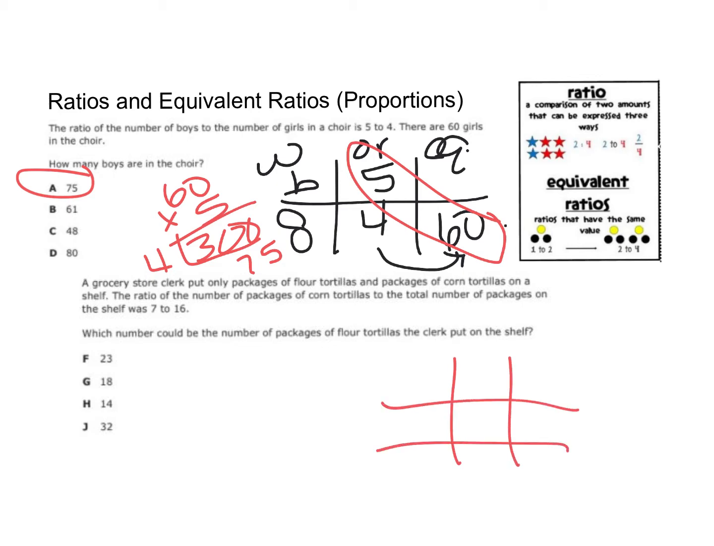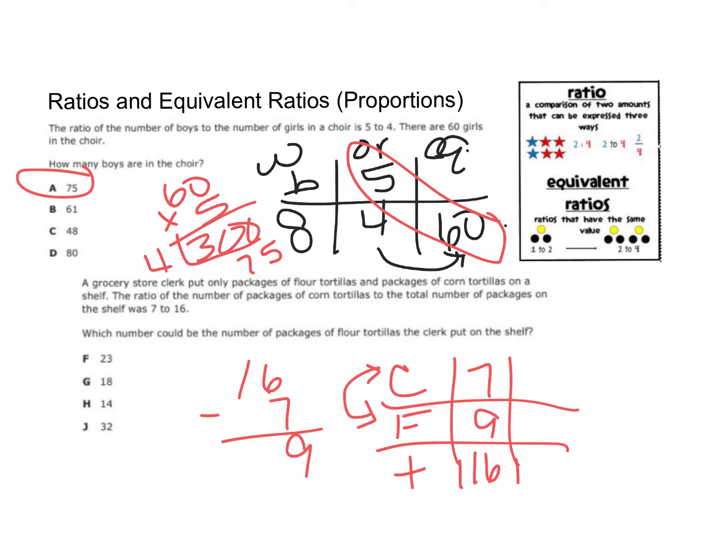And sometimes you might need a total, so be careful with those that have a total. So they said the ratio of number of packages of corn tortillas to the total number of packages. So you have corn and total. They want to confuse you, so please make sure they don't confuse you. They want to know what is the number of flour tortillas. So in this case, you would have to do 16 minus 7, because remember, these are the parts that are going to give you the total. So that's going to give you 9. So 9 plus 7 is 16.